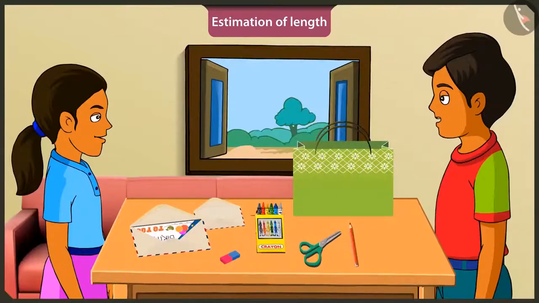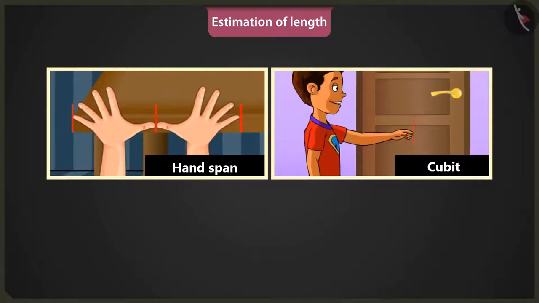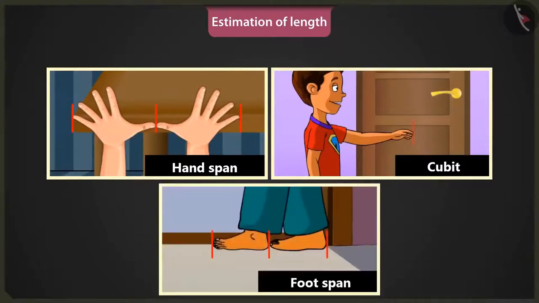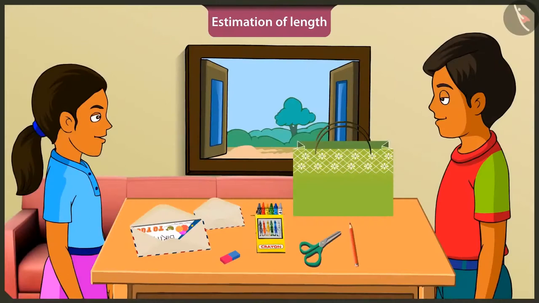Do you know, Mintu, when I went to my grandfather's house during the holidays, he told me that people during the old times used certain body parts to determine the length of objects. People used estimated measures of everything during those times. Those days, people used the length of palm, that is hand span, length of hand, that is cubit, and length of foot, that is foot span, as units of measurement of length. Mintu, some people use these units even today to estimate the length.